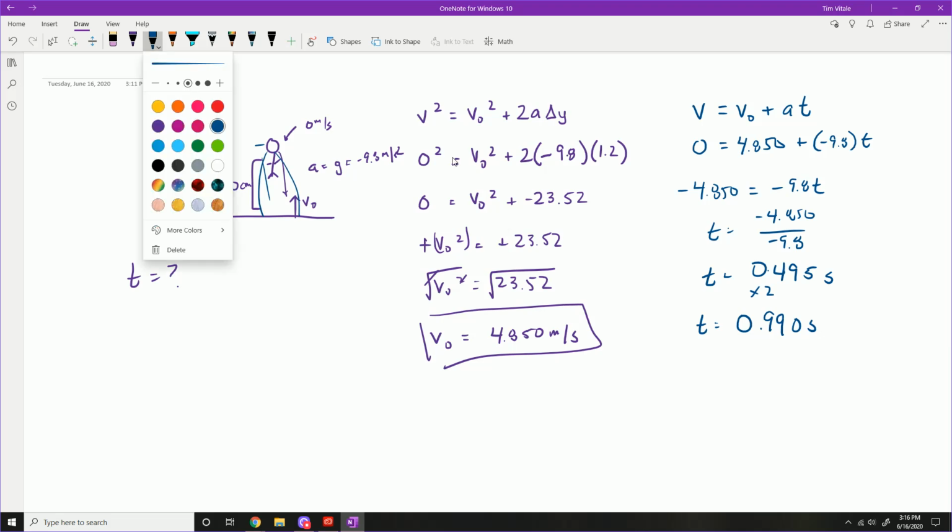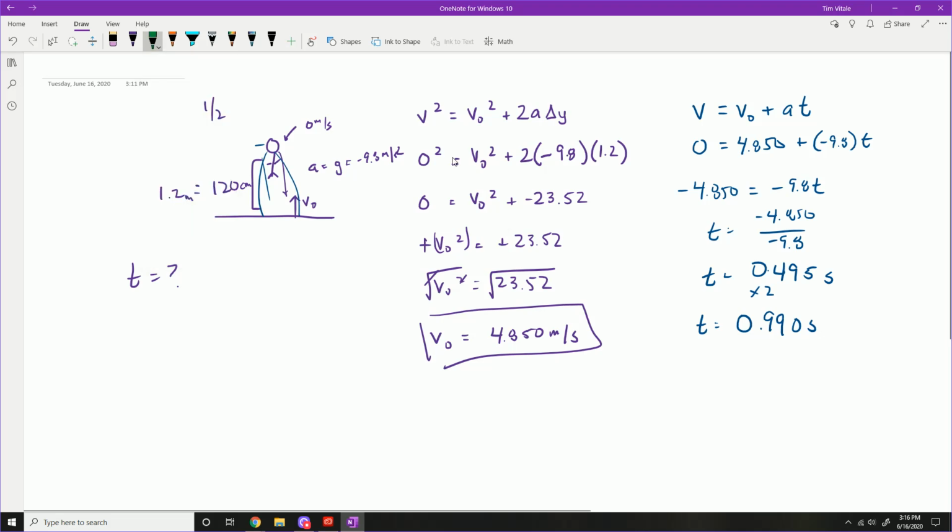The other way that you could do it would just be to use the same equation, but instead of saying that the final velocity is 0, you can actually say that the final velocity is negative the initial velocity. And the reason why we can say that is because the speed that you go up with will equal the speed that you come back down with, provided that there's no air resistance. So we can actually make that assumption there as well.